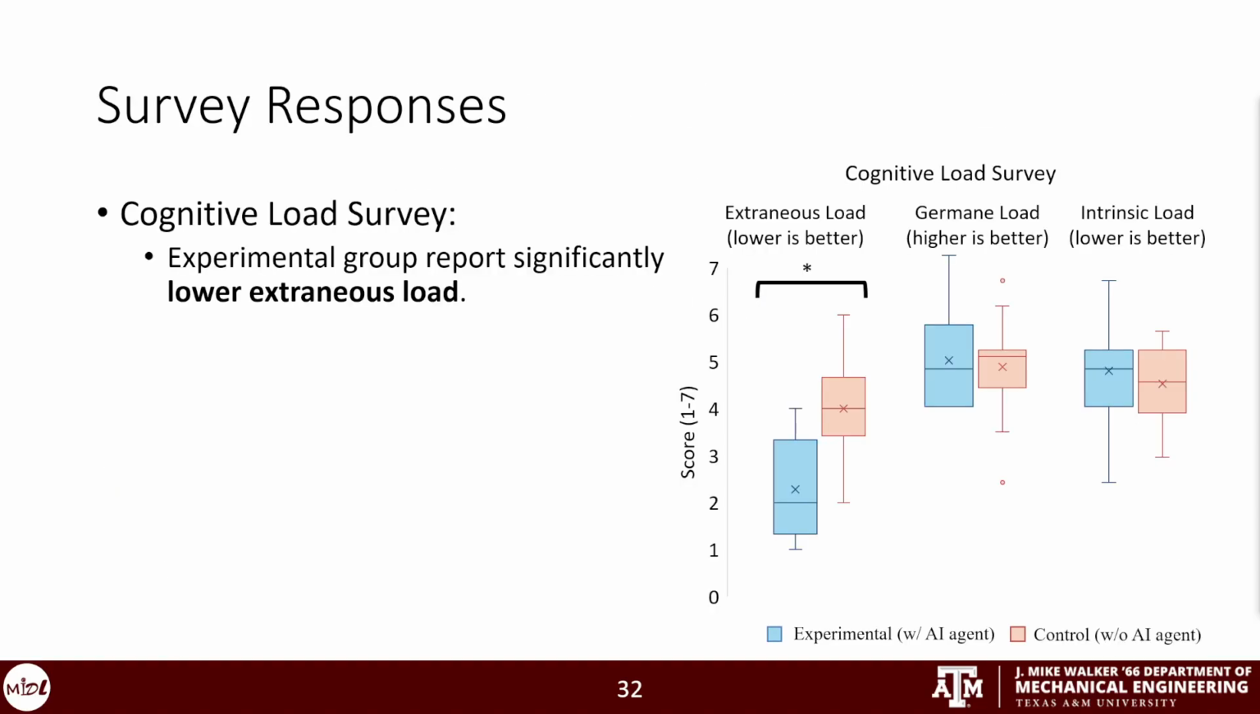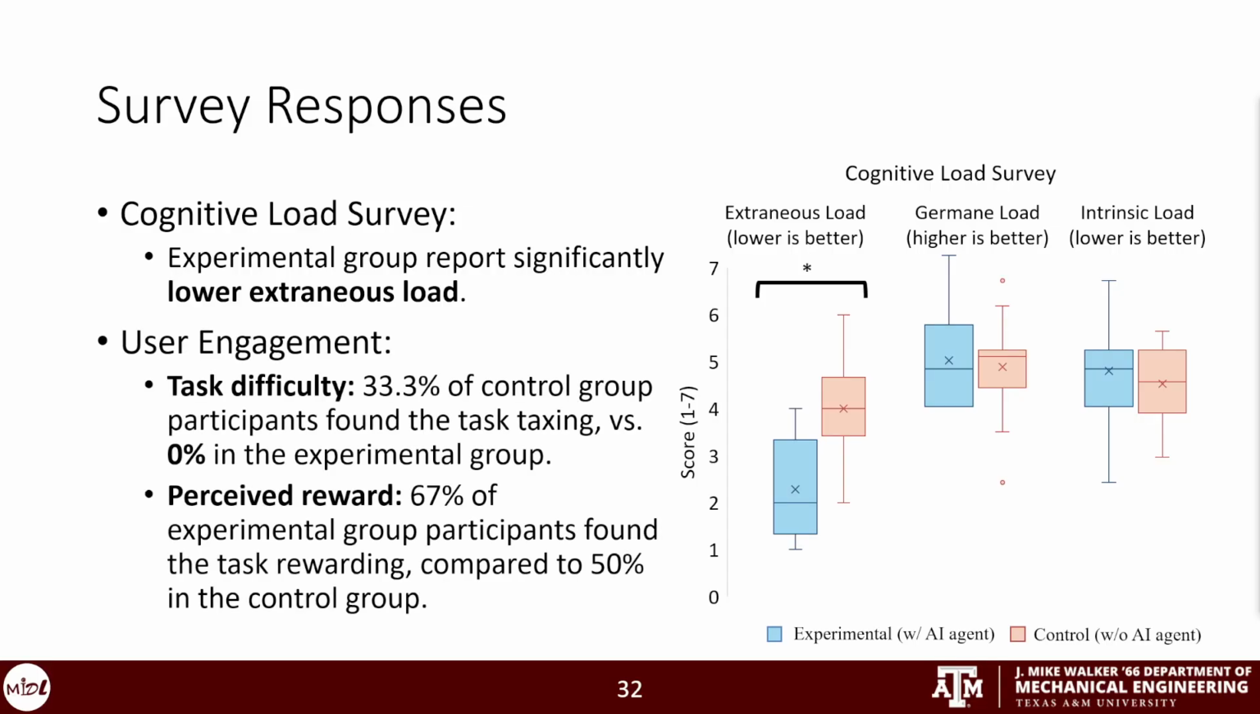Now, moving on to the results from the post-study surveys, the experimental group reported significantly lower extraneous cognitive load, which is desirable. The AI agent likely helped with this by keeping their attention on the relevant aspects of their design tasks. In terms of engagement, the control group found the task more difficult and less rewarding compared to the experimental group, highlighting the benefits that the AI agent had on keeping the users more engaged in the task.